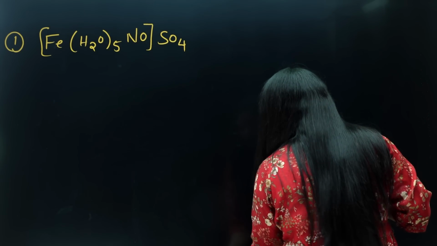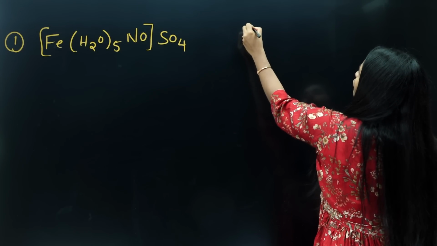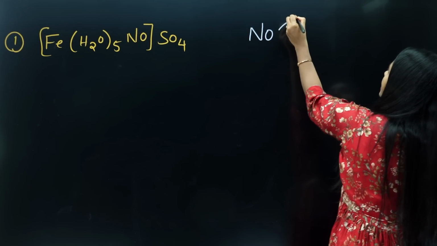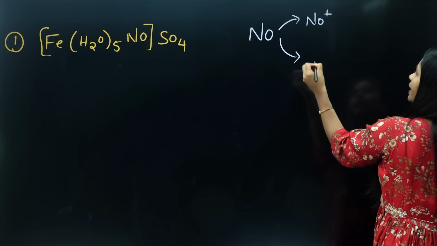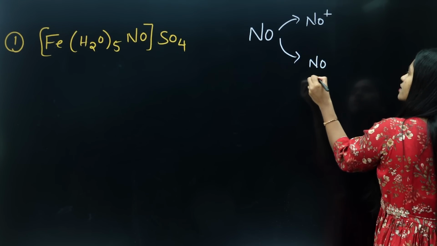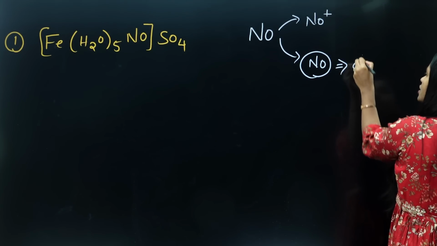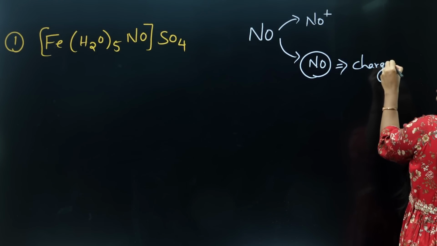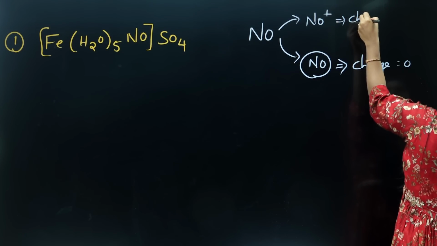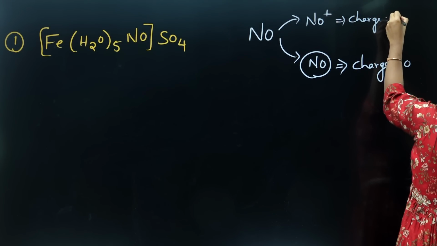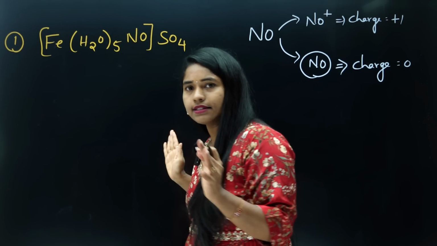[Fe(H2O)5NO]SO4. Here I want to tell you some points. If you observe, NO exists in two forms. What are those two forms? NO plus and NO. In NO, the oxidation state is 0, so there is charge 0 on this NO, you have to substitute 0. If it is NO plus, you have to substitute the charge plus 1. So in this example, whether it is plus 1 or 0, let us see.